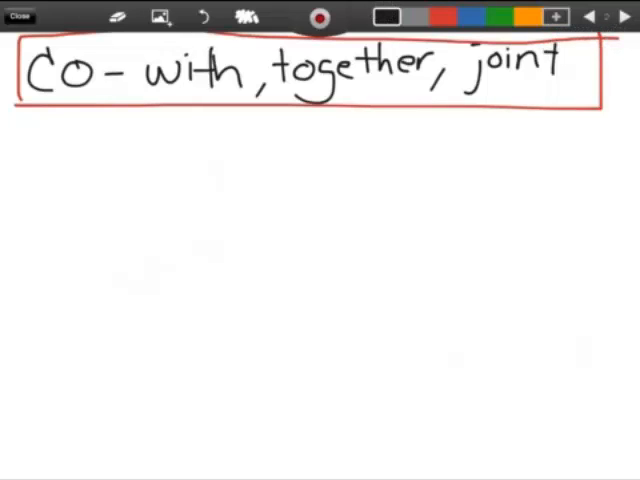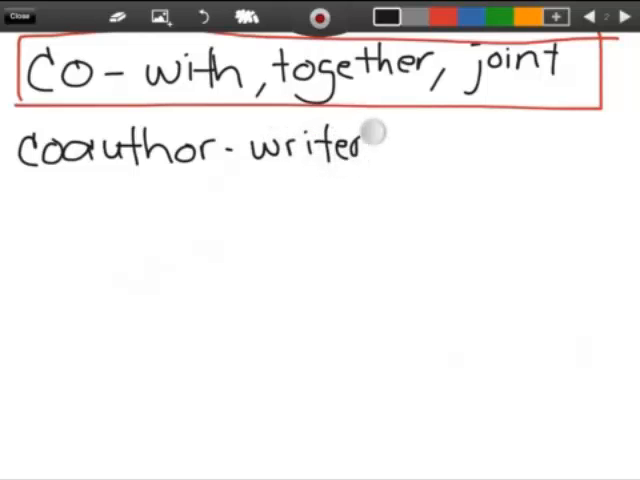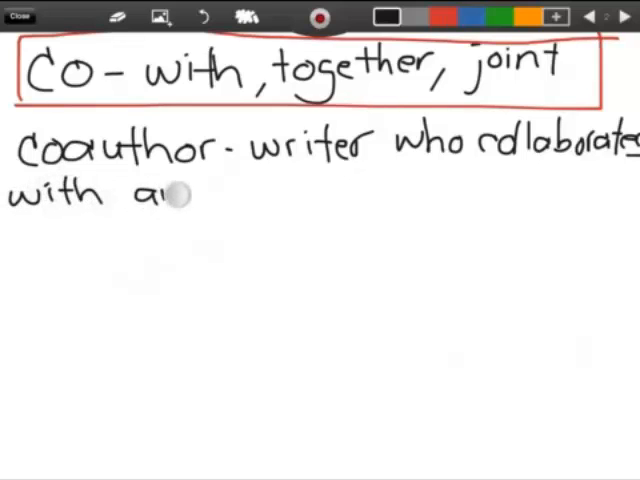I'm going to give you a couple of examples here. For example, my first word is going to be co-author. We all do know what an author is. He is a person who writes a book, and when this word co-author comes in, it means a writer who collaborates with another author.